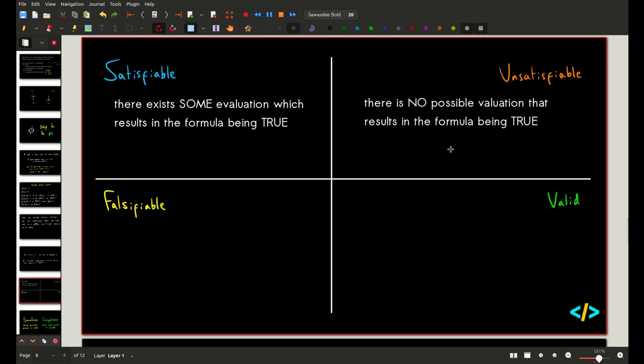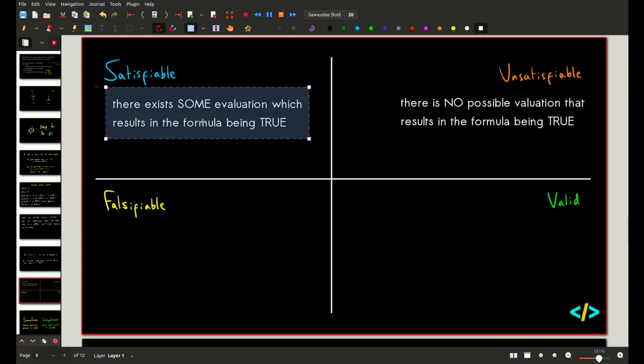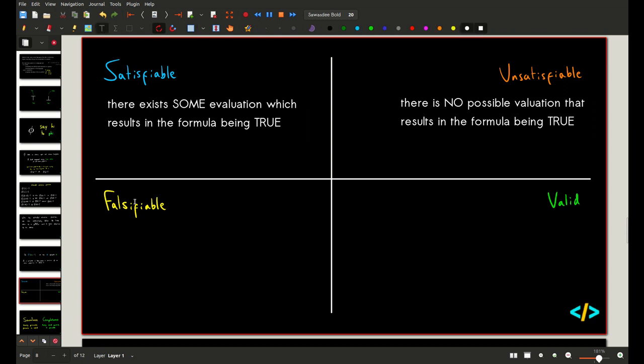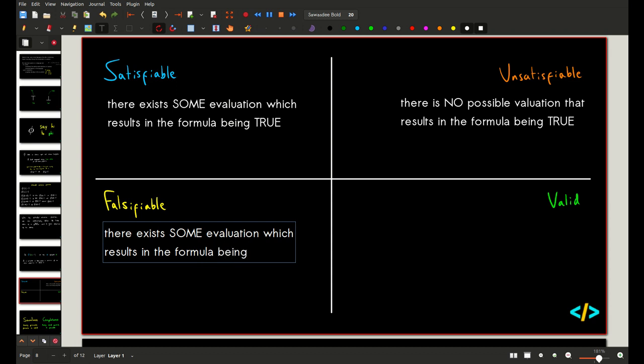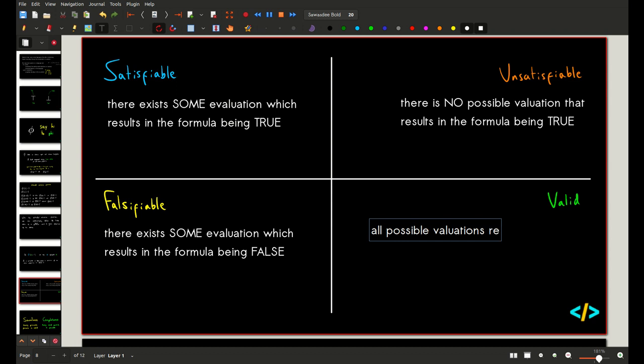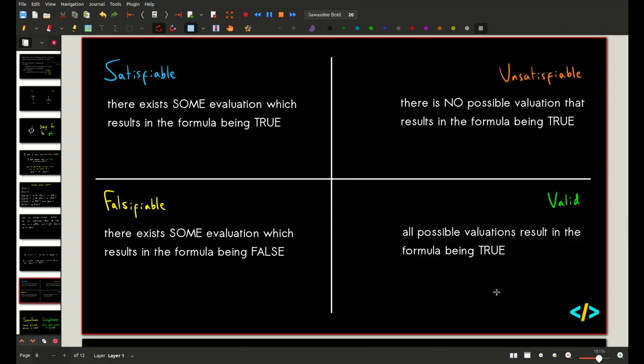So yeah, good. That's unsatisfiable. What about falsifiable? There exists some evaluation which is just identical to satisfiable, but instead of true, it's false. That results in the formula being false. And finally, what makes a formula valid? Yeah, all possible valuations result in the formula being true. So, it's just a good thing to keep in mind the differences between these four terms.